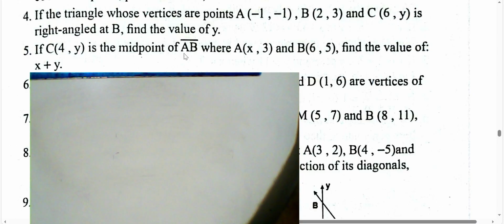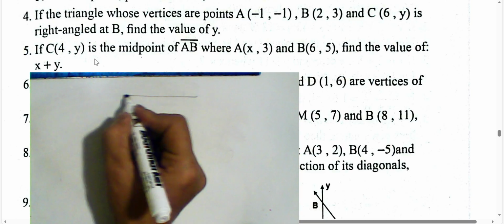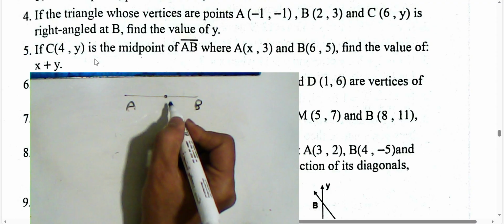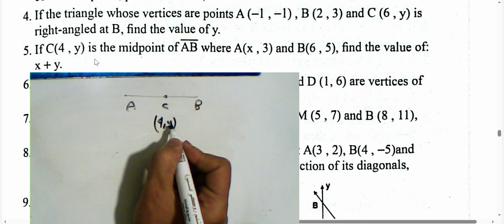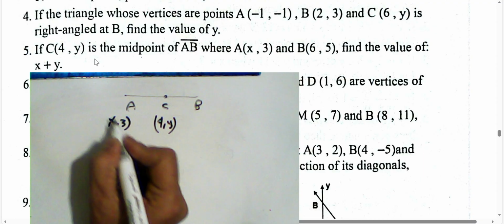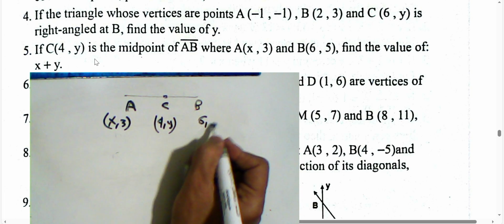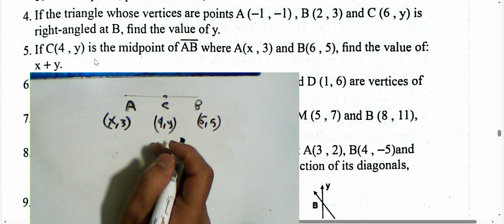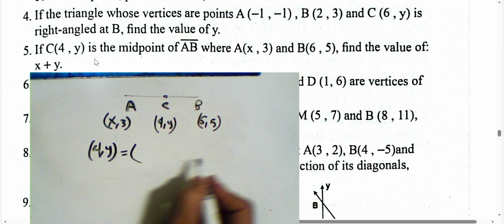C is (4, y) and is the midpoint of AB, where A is (x, 3) and B is (6, 5). Find the value of x plus y. C is the midpoint between A and B. We have the point C here, 4 and y. A was x and 3, and B was 6 and 5. It's the midpoint.